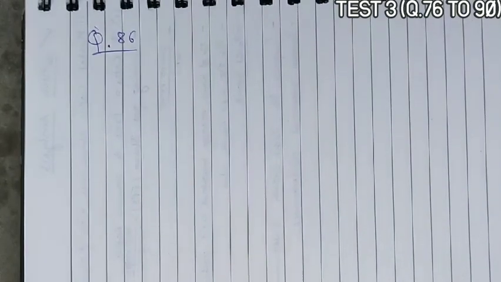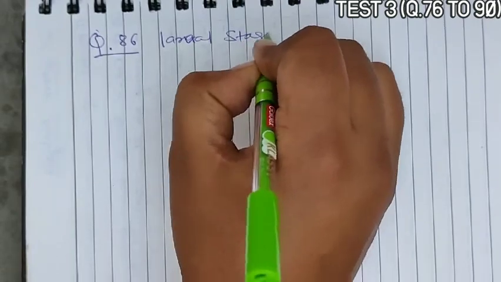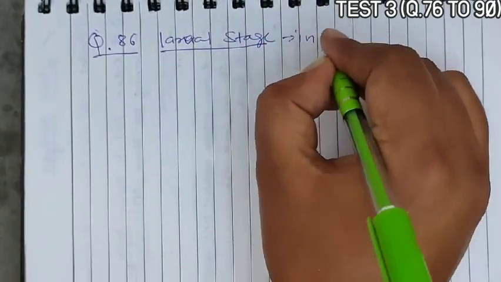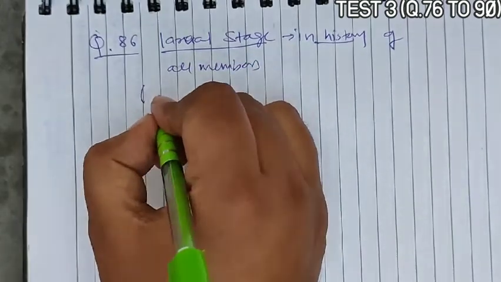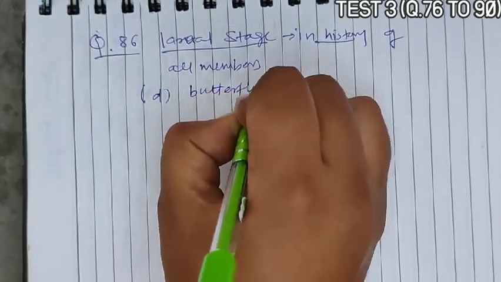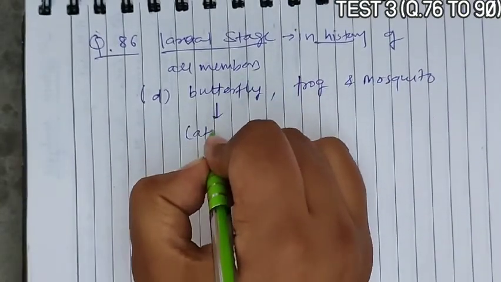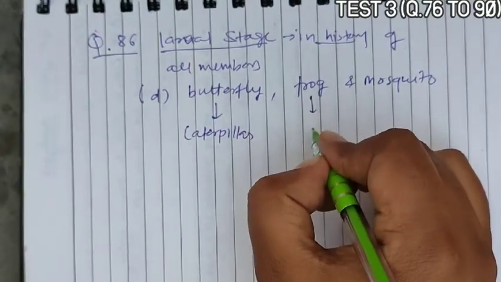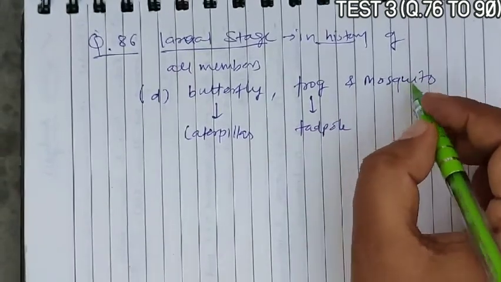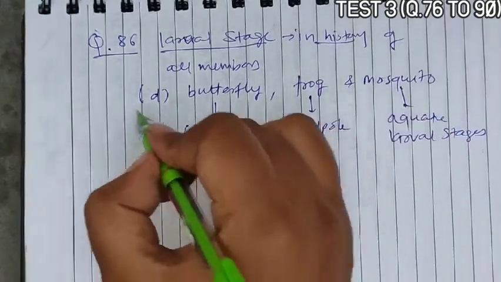Next is question 86. A larval stage occurs in the life history of all members of the group. Now you have to remember the example that larval stage occurs in all members. For this, the correct set is option D, that is butterfly, frog and mosquito, because butterfly has a larval stage known as caterpillar. Frog has a tadpole as a larval stage, and mosquito has aquatic larval stages. So option D is the correct answer.